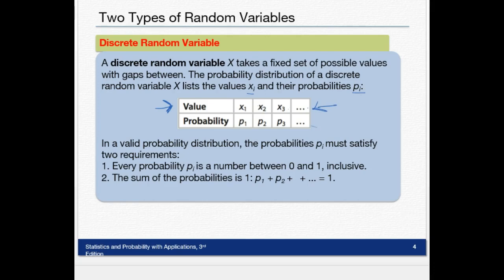So in a valid probability distribution, the probabilities P must satisfy two requirements. Every probability is a number between 0 and 1. Has to be a decimal fraction, okay? Inclusive, meaning it can include 0 and it can include 1. That is possible. And number two, the sum of all the probabilities has to add up to 1 when you add them all up. Okay?